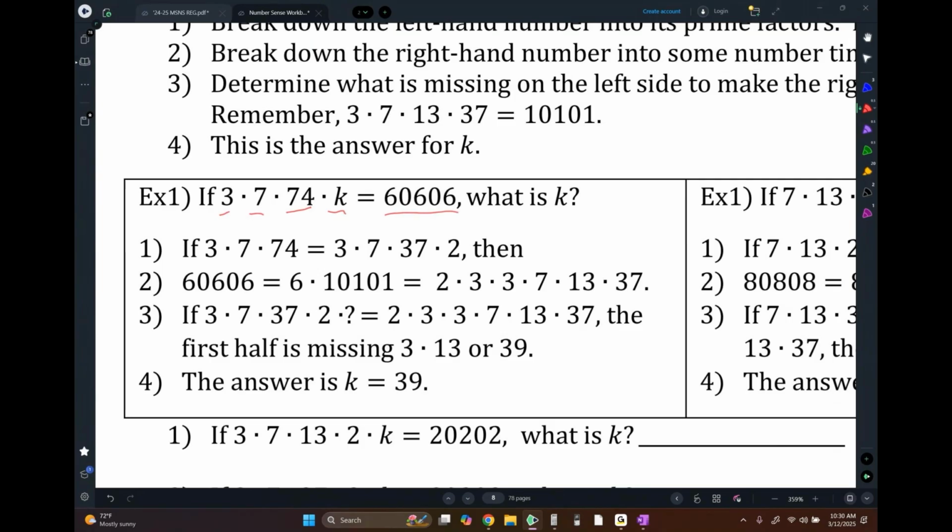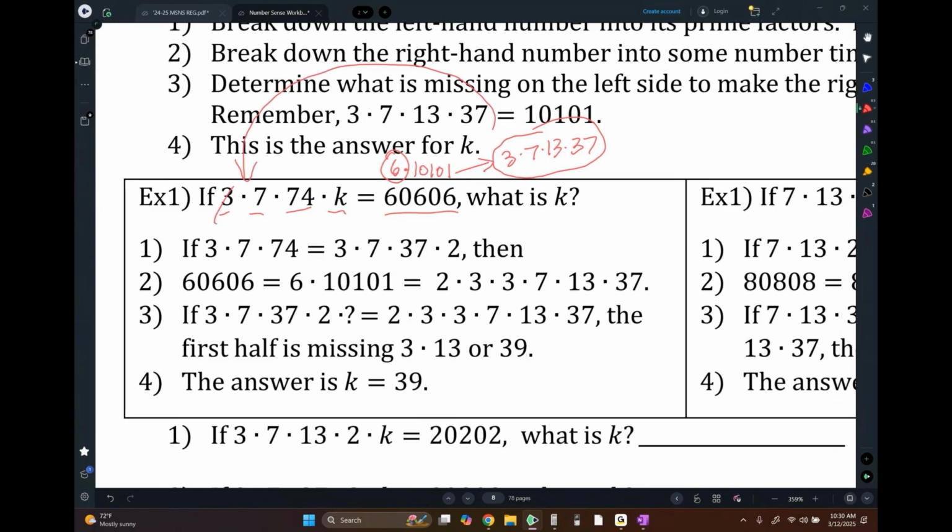Okay? Well, if we think about it, 60606 is the same as 6 times 10101, right? And we know 10101 is 3 times 7 times 13 times 37. Okay? So what are we looking at now? We're looking at 6 times all this, right? So that's what we have to do in our head. We have to say that's 6 times 3, 7, 13, 37. Then you want to look over here and you want to start knocking those things off.